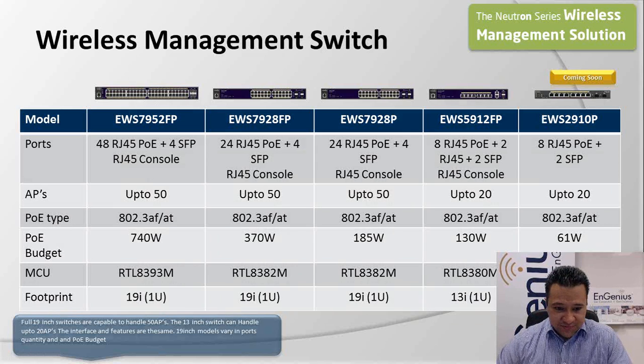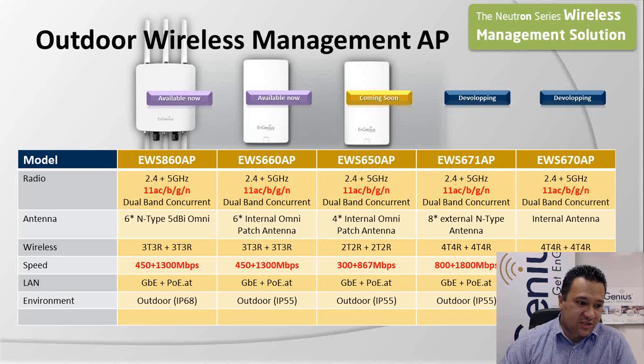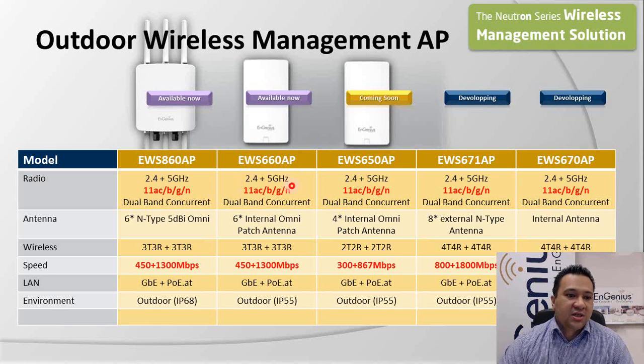The access points: I have a list here with the outdoor access points. Currently, we have 2 access points available at this moment, the 860 and the 660. They are both 11AC dual band concurrent access points with 3T3R. The big difference is that this one has external, replaceable antennas, and it's heavier duty, with a higher IP rating than the EWS 660.